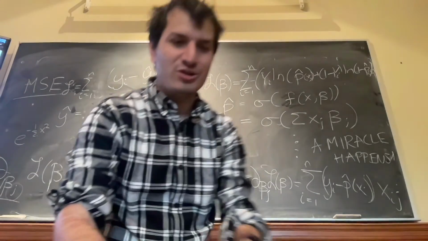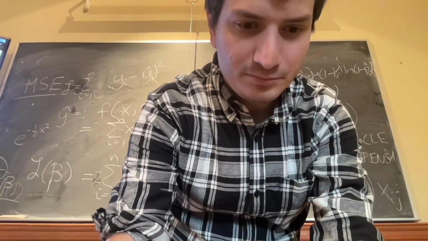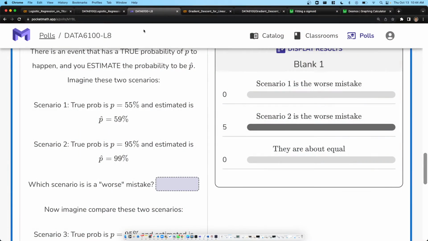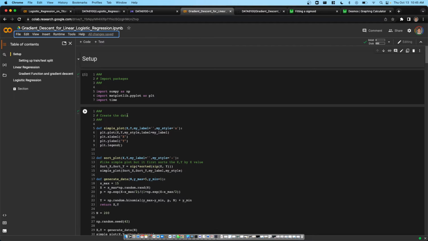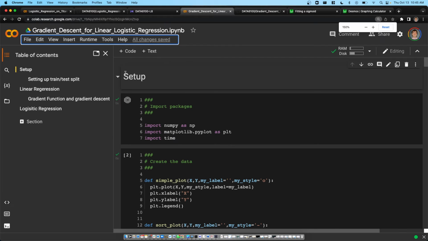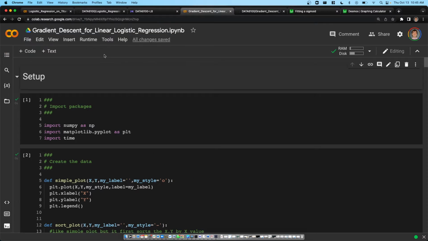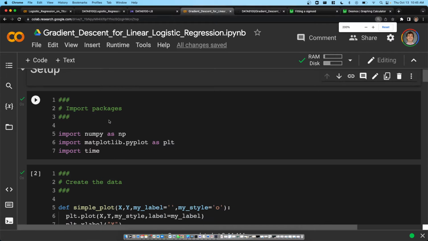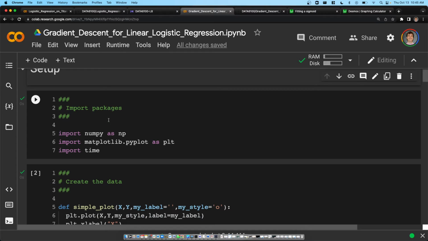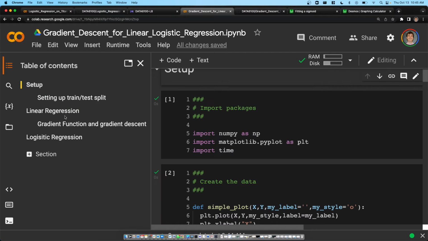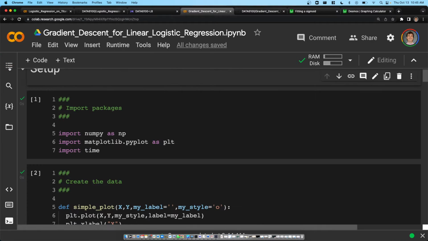Okay, so let me show you the code that I want to show you guys. It's this notebook. It's called Gradient Descent for Linear and Logistic Regression. And so you can read it in the Colab. I tried to follow my rules, which is that every code block needs to have a comment at the top, so you can see what's going on. And I tried to make sections. There are sections and subsections, so you can scroll through easily. So it should be pretty readable. I'll walk you through it now, but you can also read it on your own time.